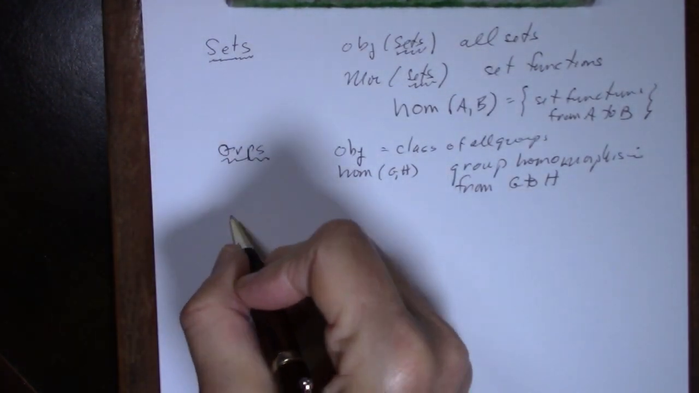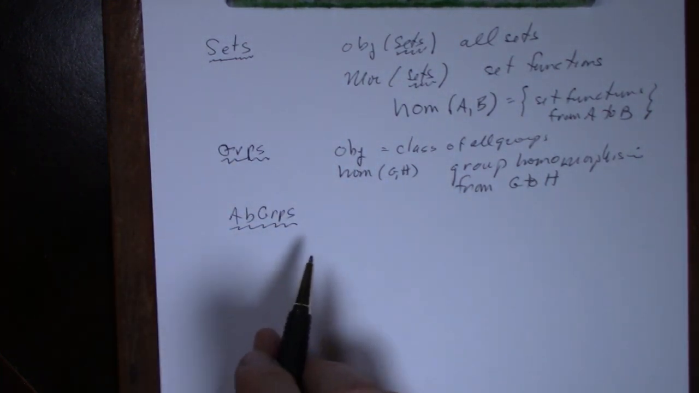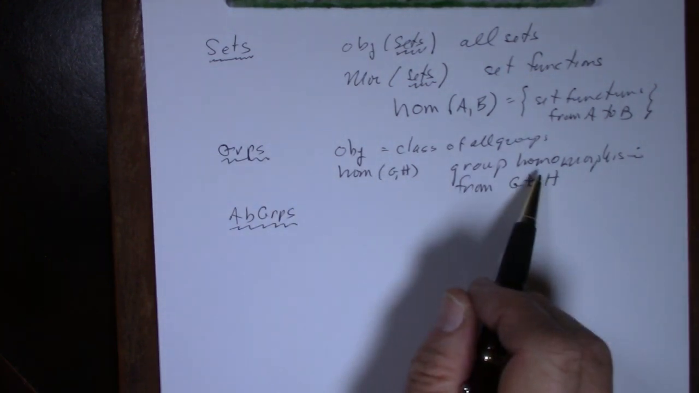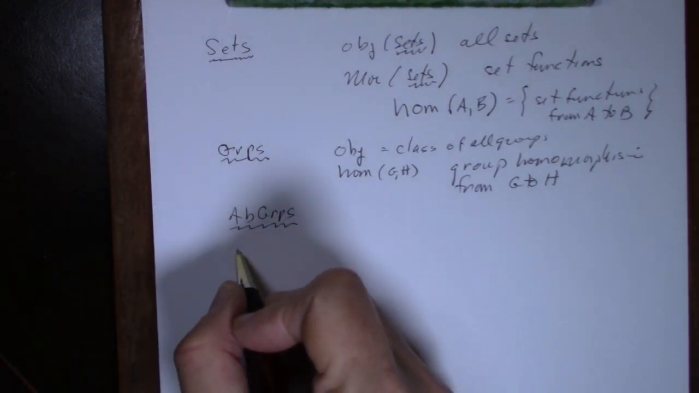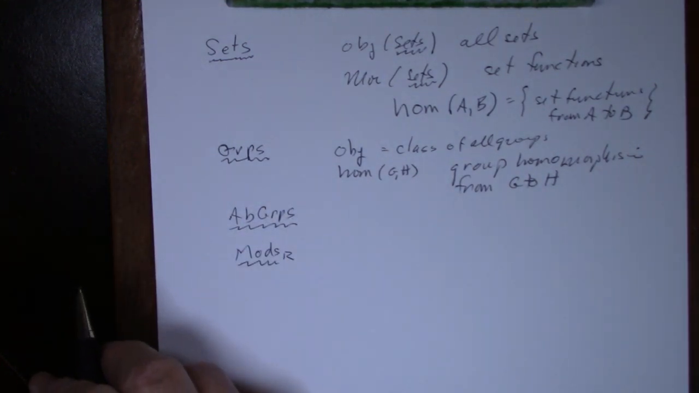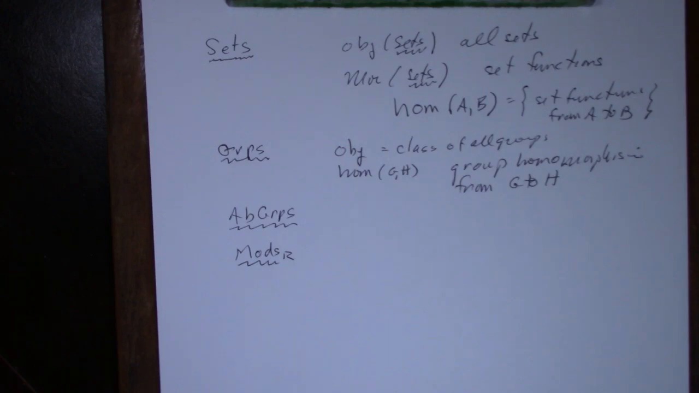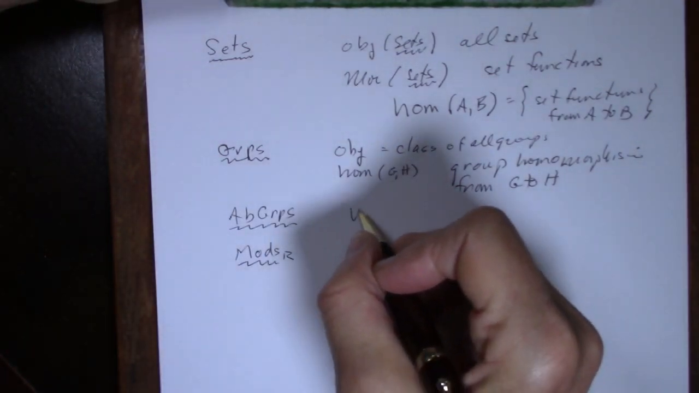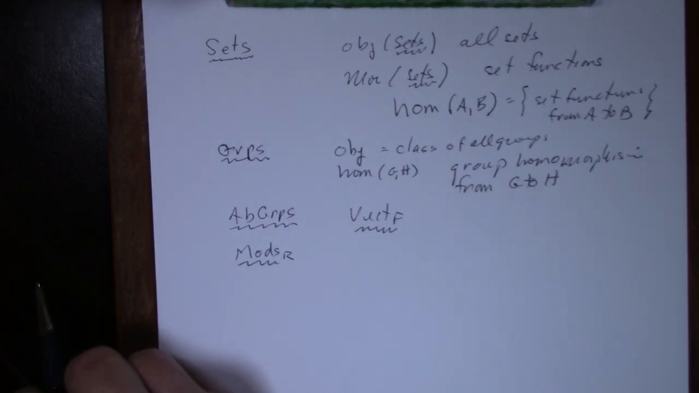We can do the same thing for abelian groups. That's a category where the objects are abelian groups and the morphisms, the Hom sets, are again group homomorphisms. Same Hom sets as in the groups category. We can do modules over a ring. So the objects are the R modules and the morphisms are the R maps. Vector spaces over a field. That's a category. The objects are the class of all vector spaces over F, and the morphisms are the linear transformations.